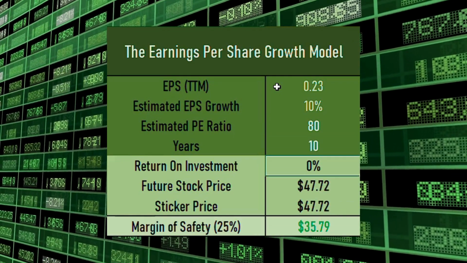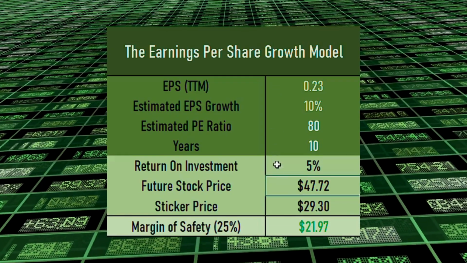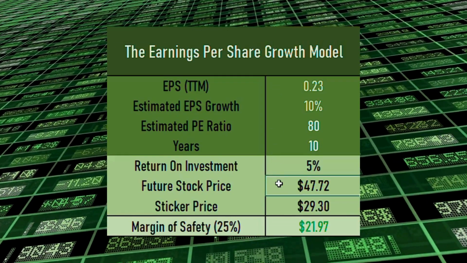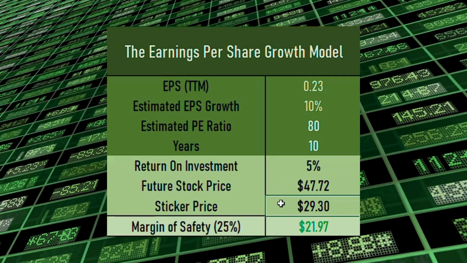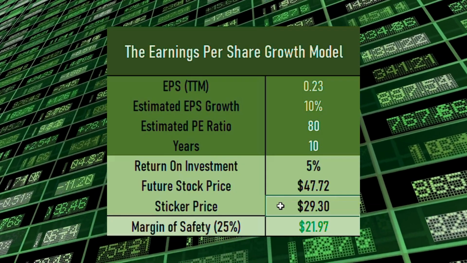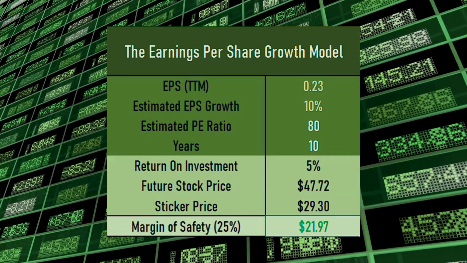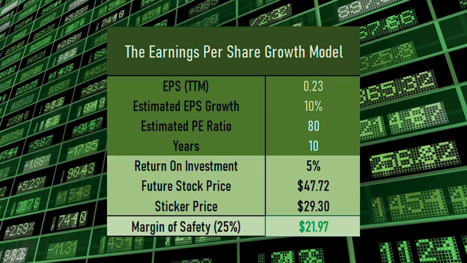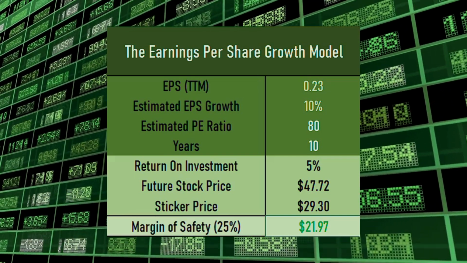Then I will reduce my return to just 5% for this investment. This then gives me an estimated future stock price of about $48 per share for its future share price. And then we work out the current value, that Phil Town calls the sticker price, which is about $29. Then we apply a margin of safety. At 25% it gives me a buy price of about $22. It all depends on your personal view and outlook for the company, as well as the return on the investment you would like to see.